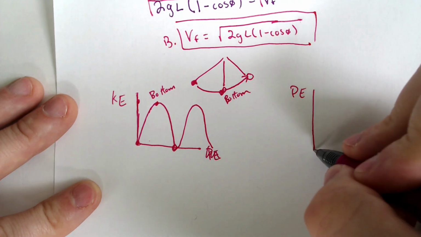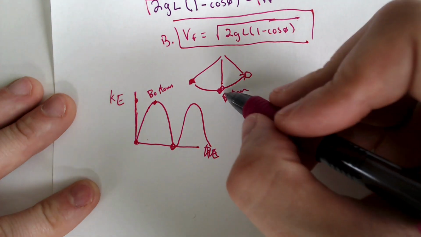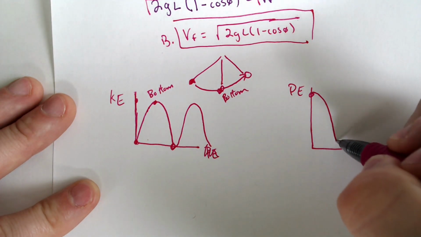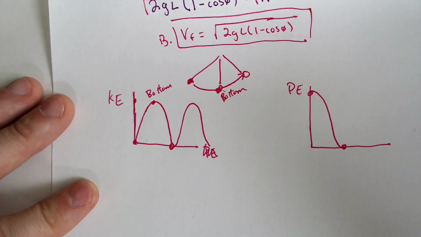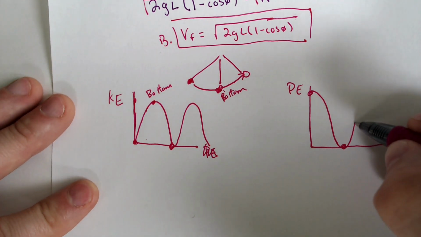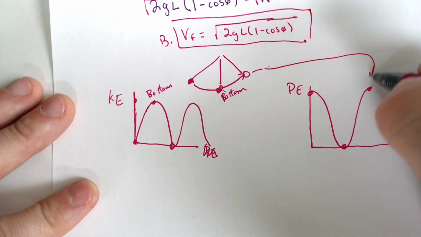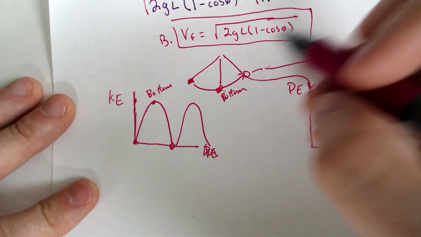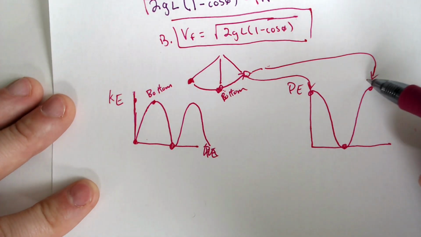Potential energy would do the opposite. When it's at the top, potential energy would be at its highest, and when it gets to the bottom, all that potential energy will have been used up and converted into kinetic energy, and then it would come back up once we got to the top again. So this would be here as well as here, but in general, in terms of timeline, it would be the second one.